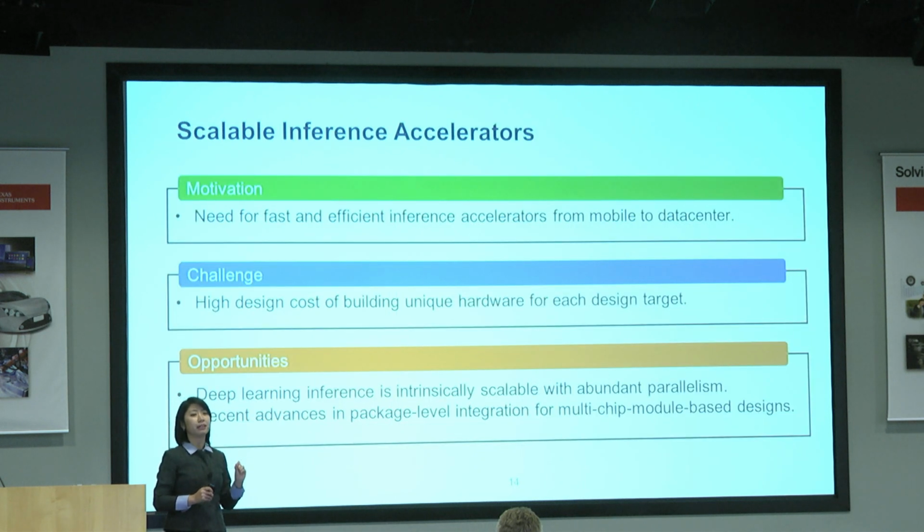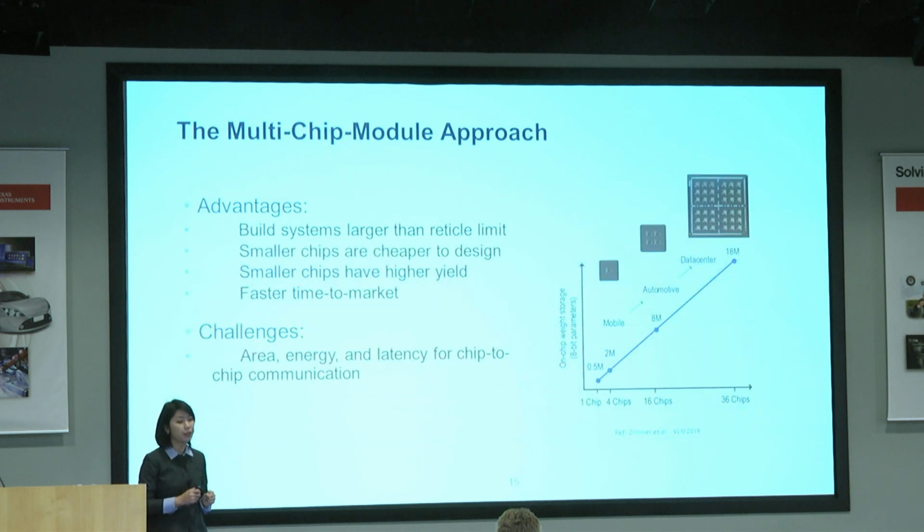Different from training, inference is needed across a wide range of markets. However, it is infeasible to build unique hardware for each of the individual markets due to the high design cost in the design process. At the same time, inference is also intrinsically scalable with abundant parallelism. Together with recent advances in multi-chip module-based package-level integration, there are actually possibilities to build a scalable system for different markets with only one chip tape-out. What do I mean by that?